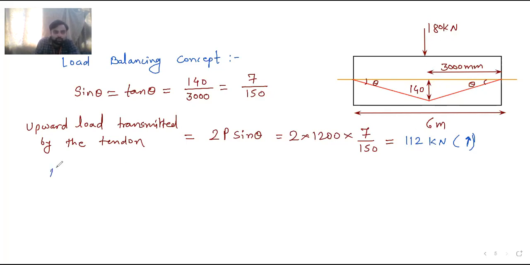So net load will be downward as 180 is greater. So net load will be downward load. So it is 180 minus 112. So what is the net load? 68. 68 kilonewton is the net load. Okay, so net downward load is 68 kilonewton. It is not 180, it is 68 kilonewton.